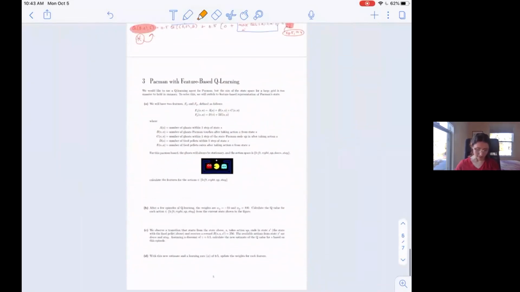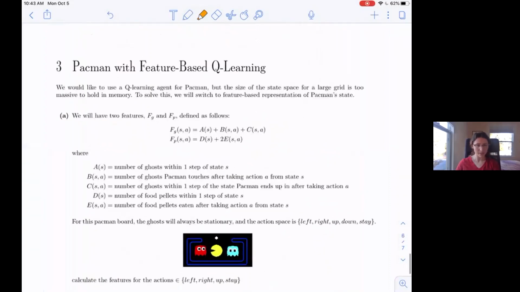Cool. All right, let's look at the final problem in our worksheet. Here we're faced with the issue that when using Q learning, the size of the state space might be too large for a grid to hold in memory. Remember, when we update Q values, you can think of them as a large table where for every state and every action you have a grid cell holding the Q value. But if your state space and action space are really big, it's going to be really hard to hold this in memory. So to solve this, we're going to switch to a feature-based representation of Pac-Man state.